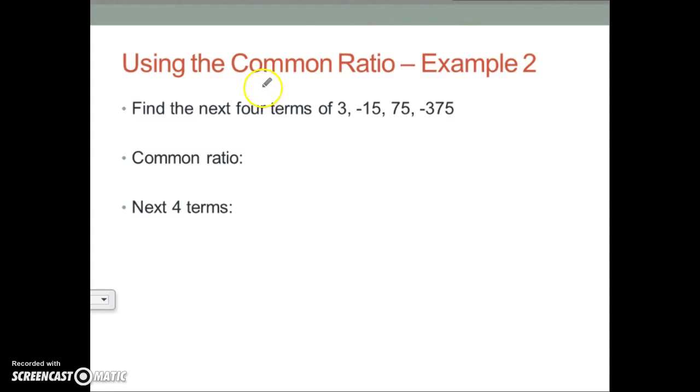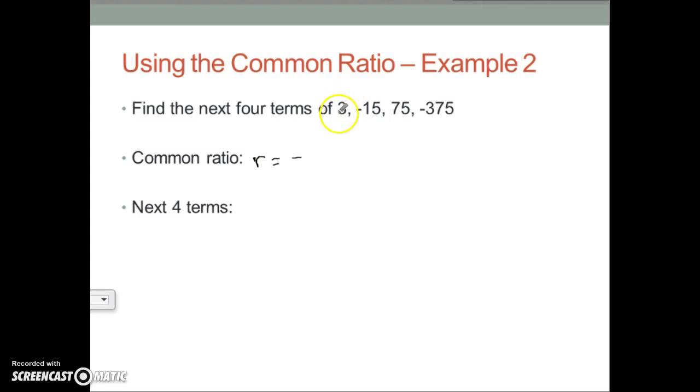Let's look at another example. In this geometric sequence, my sequence is 3, -15, 75, and -375. So right away, I want you to notice that there's that alternating pattern, positive, negative, positive, negative. So I know that my common ratio has to be negative. That's the only way to change signs, because a negative times a negative is a positive.